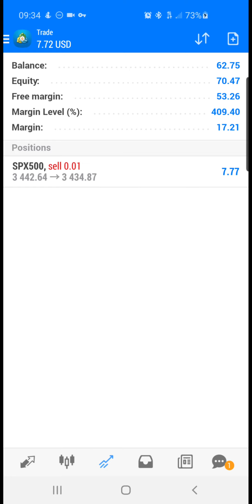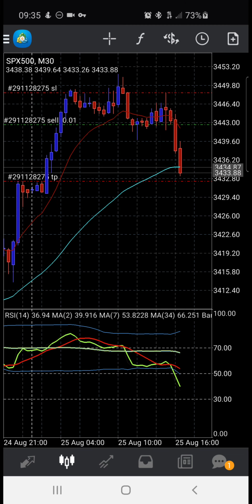Current balance is $62.75. Our equity is $70.47. 10-cent trade, turning 10 cent right now into 8 cent. You see the take profit right there. It's flirting with the take profit. Right now I have it on the 30-minute chart.